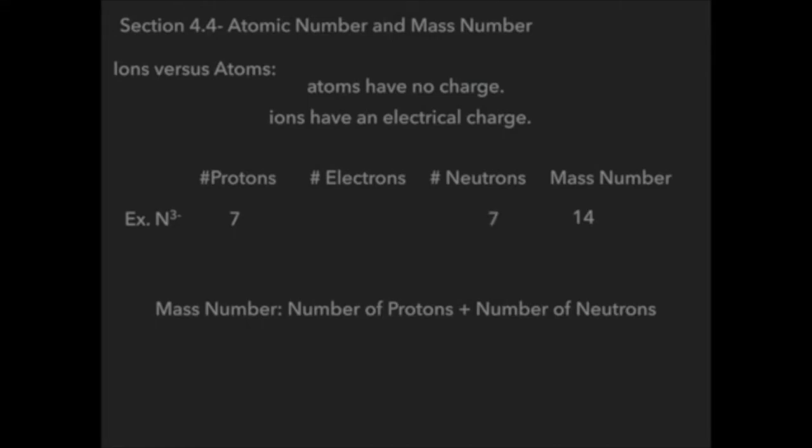Now that I know my number of protons and neutrons, I can figure out electrons. Well, this is an ion because it has a 3- charge. Now, a 3- charge tells me I have 3 more electrons than I have protons. So since I have 7 protons, I have 3 more electrons. That means I'm going to have 10 electrons, and that's it.